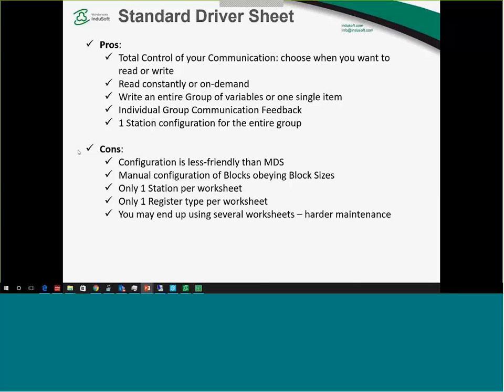Some of the pros of the main driver sheet is that you have full control of your communication. You can read as fast as possible or on demand using the read trigger. You can write an entire group using our write trigger. So a single shot, we write all the tags that are on that group. That's great for transferring recipes, for instance, to the PLC. And we have the individual group feedback. So we know when a group just finished reading, and we know the status, if the communication status is good or if we have bad on that specific group.